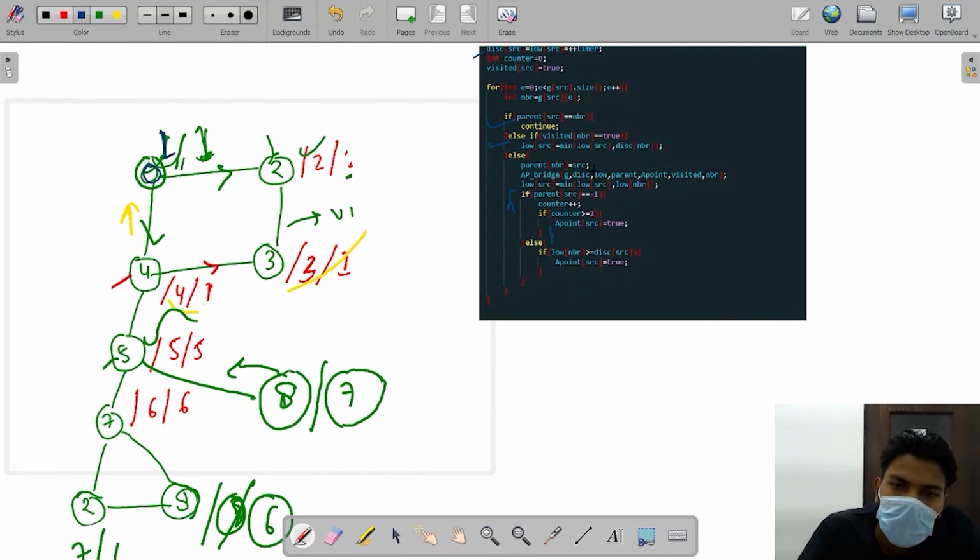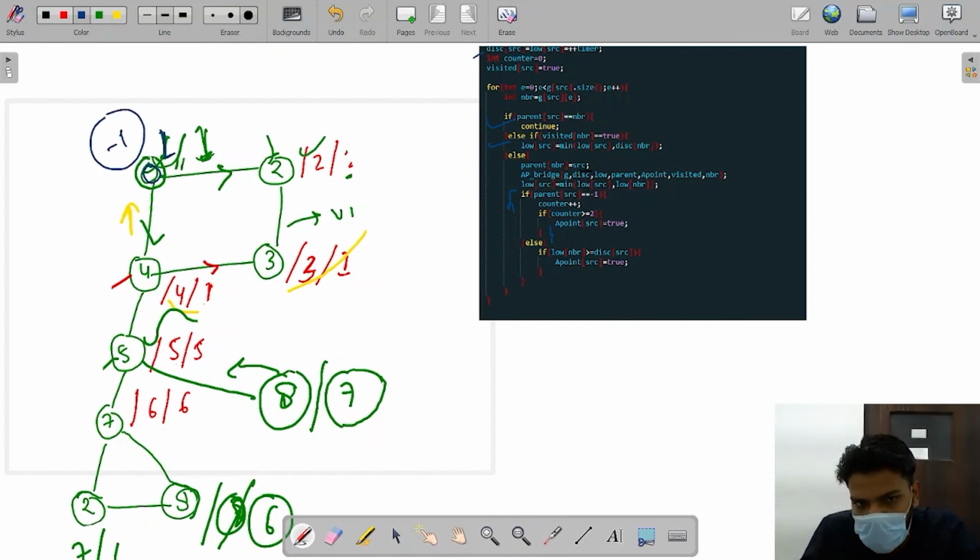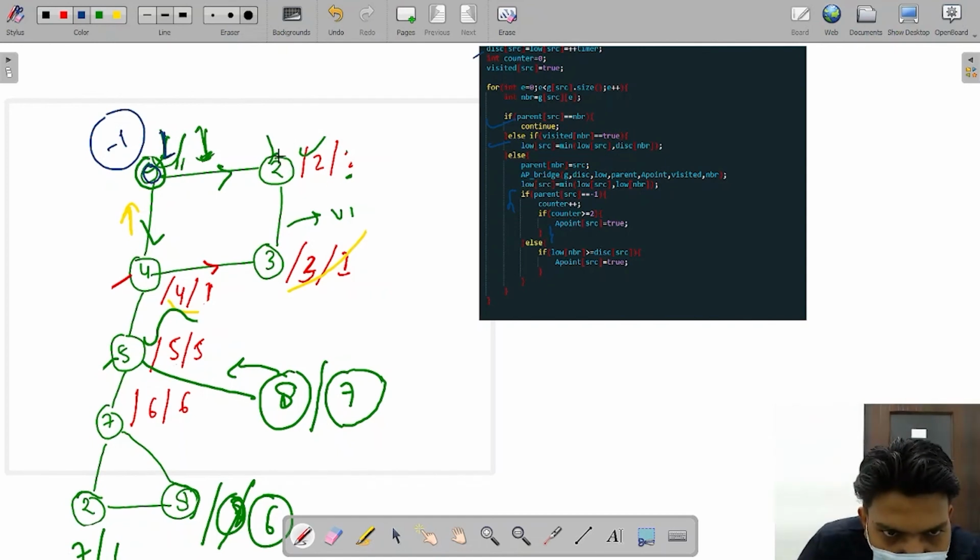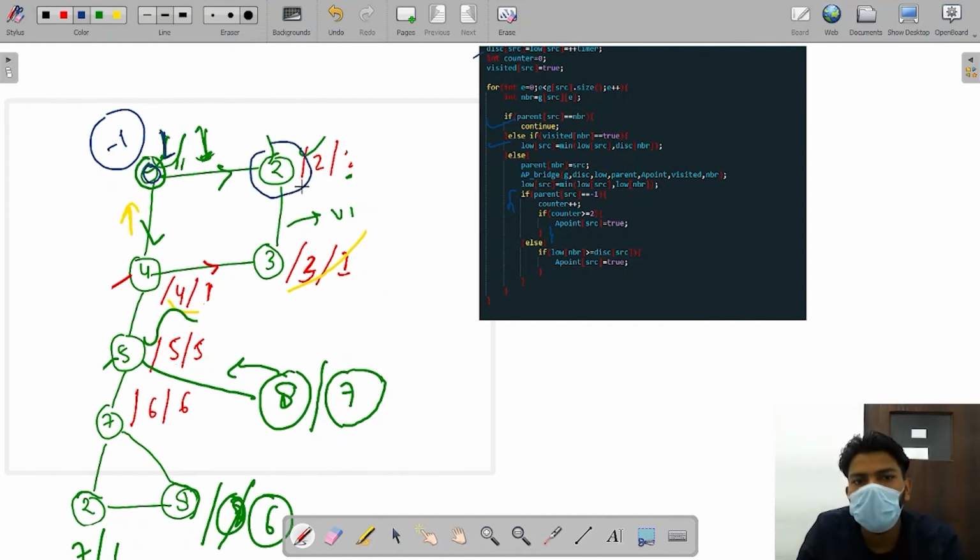Okay, so initially our SRC is -1, so we put a -1 as a parent. Then in the bridge DFS function, we call the depth first search on neighbor 2. Neighbor 2 will call again, and we pass the discovery value, low SRC value and timer.